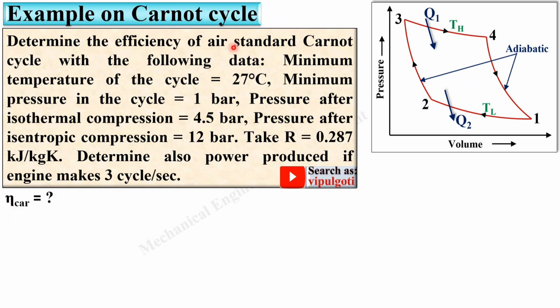Next, here it is written air standard cycle. So obviously you can understand gamma is equal to 1.4. Gamma is the adiabatic index for the air. Next, minimum temperature of the cycle is 27 degrees Celsius.